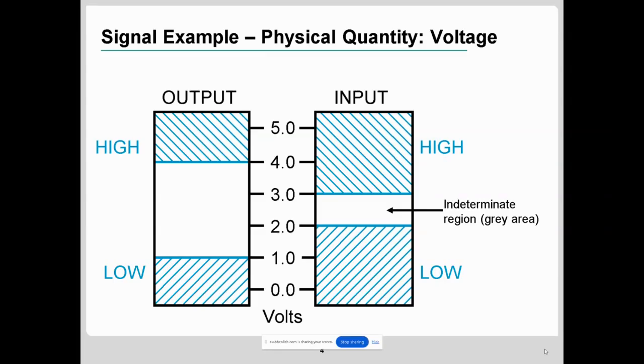Similarly, for the output, there is a range for logical 0, then logical 1, and in between, indeterminate. Now I'll explain this with an example. This is a chair. I'm sitting: logical 0. I'm standing: logical 1. Okay, but what about this?